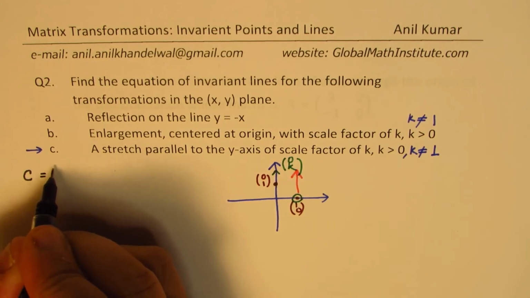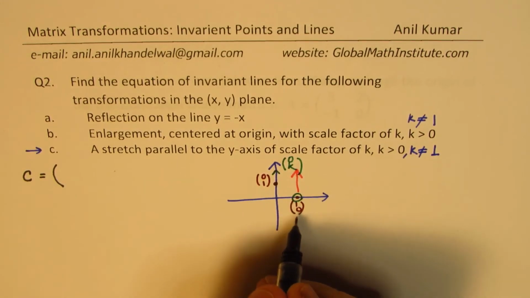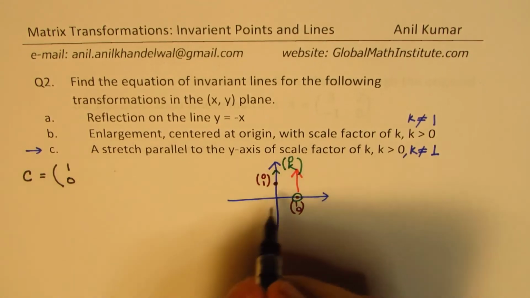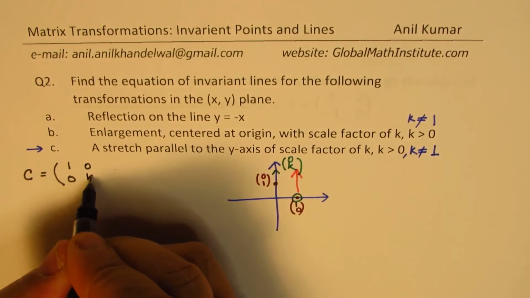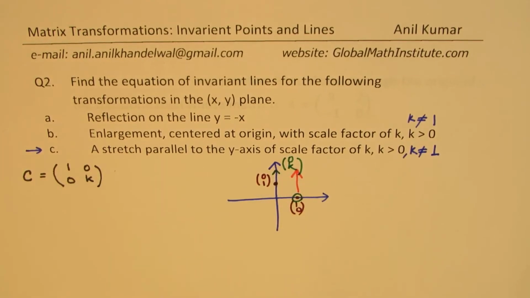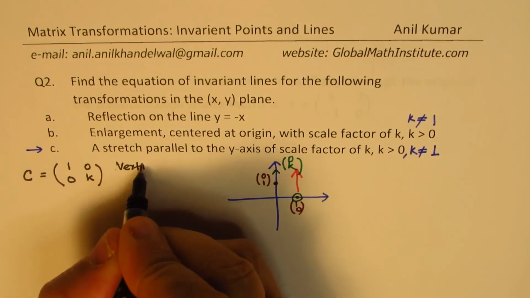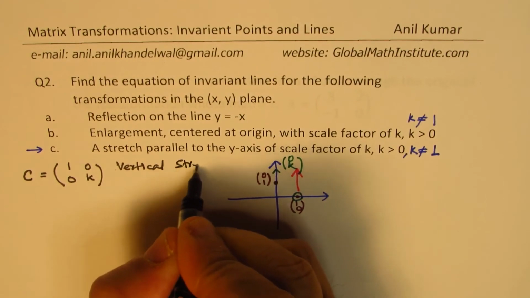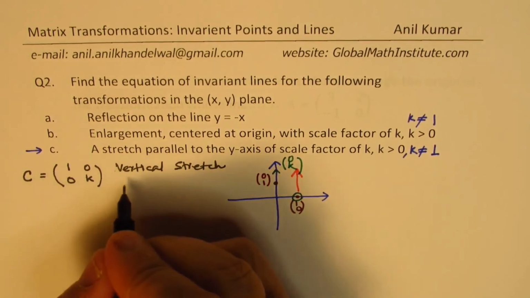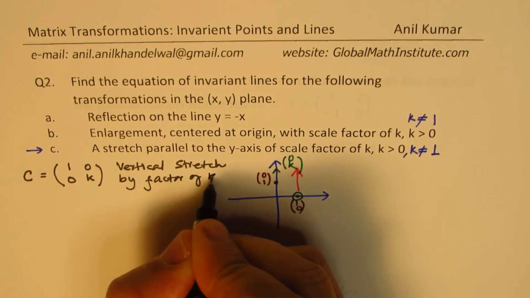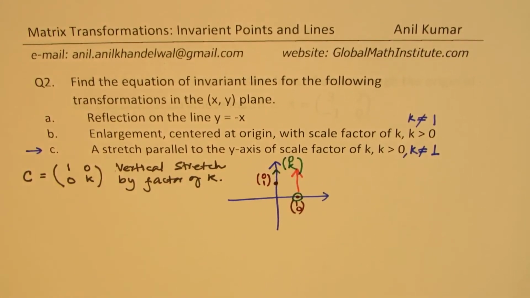The transformation matrix in this case will be [1, 0; 0, k], since the first column didn't change. So this is a vertical stretch with the scale factor k, by a factor of k. Clear? So obviously k is not equal to 1, otherwise there is no stretch.